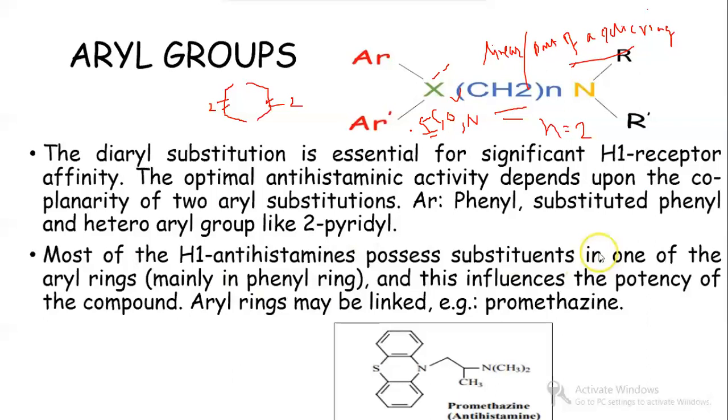Next, come to these two aryl groups. Now, one important criterion of the two aryl groups is there.